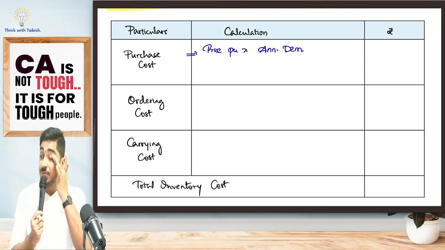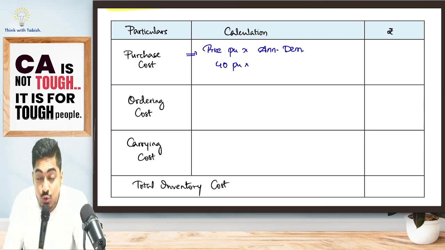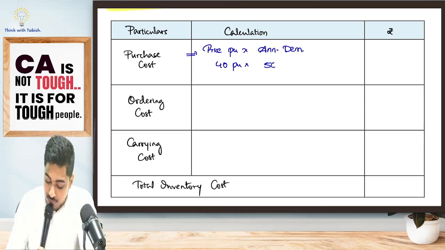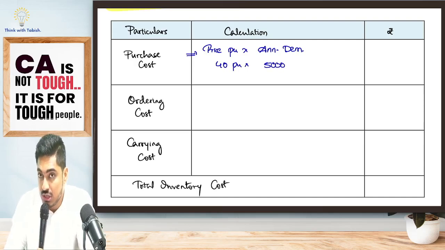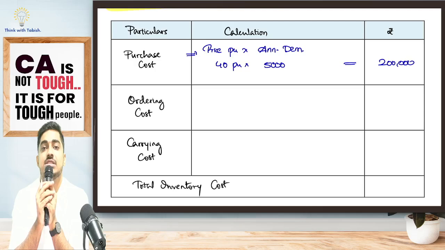Tell me, students, what is the purchase price per unit? Can you guys tell me? 4 rupees per unit into total how many units I want. 5,000 I want. I have to buy 5,000 raw material in a year. For every raw material, I have to pay 4 rupees. That means it is going to be 20,000. Oh, sorry, 2 lakh. Is this clear, everyone? Yes or no?